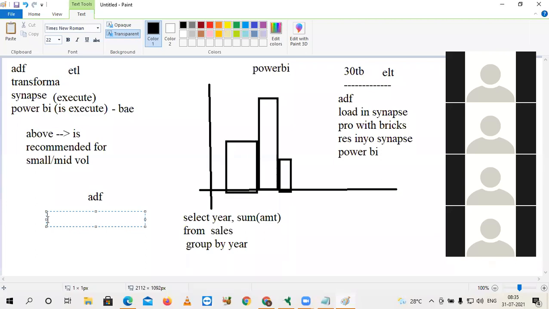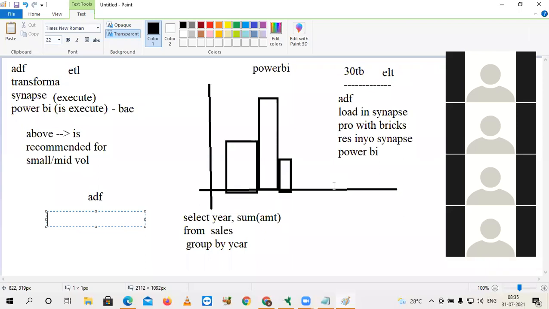Sir, after getting the data into Synapse, can we connect all the data into Power BI? No. You don't connect all the data into Power BI. At runtime, whenever required, Power BI will connect. Actually, Power BI has some limitations. That's why we don't allow Power BI to execute the queries.